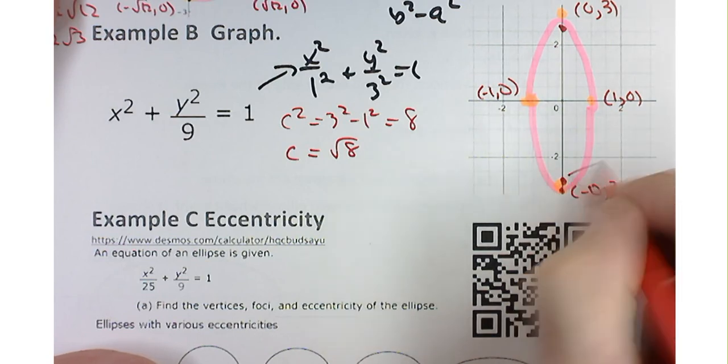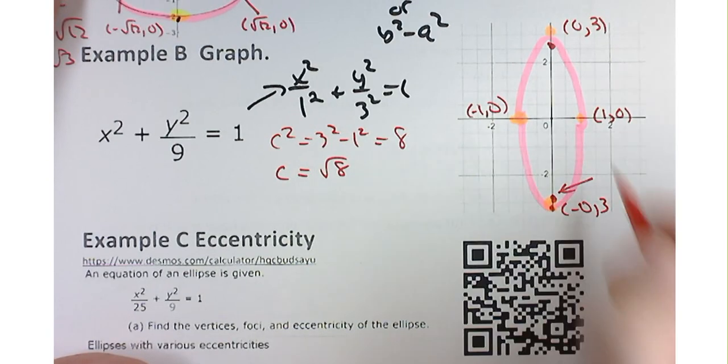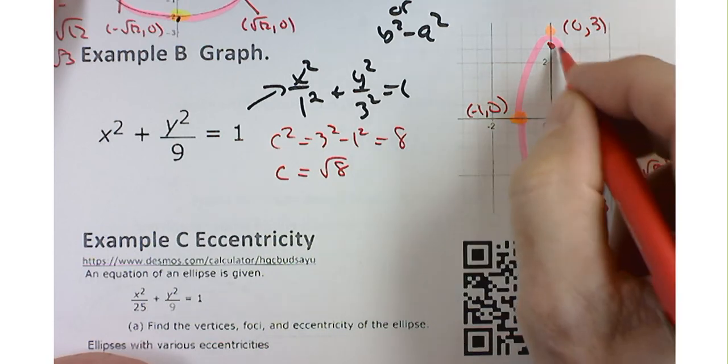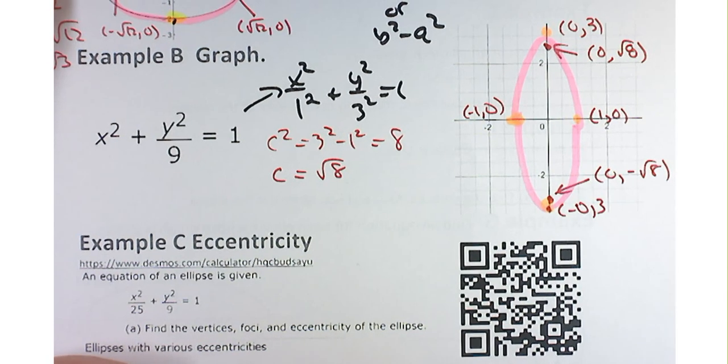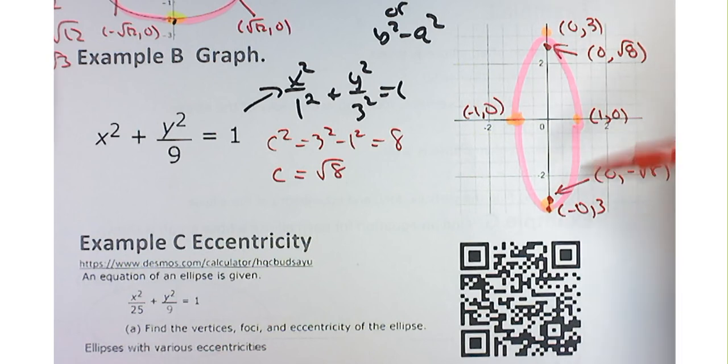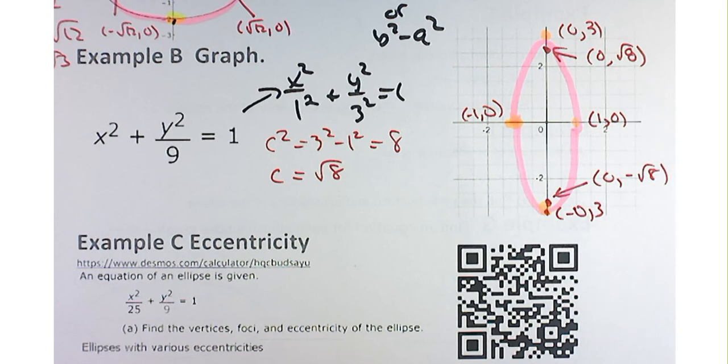And then the exact coordinates of your foci are going to be (0, negative square root of 8) and (0, positive square root of 8). Okay? And that's it. Whatever the larger square root is, that's where the foci would fall. Whatever the larger axis is, the longer axis, that's where your foci are going to be.